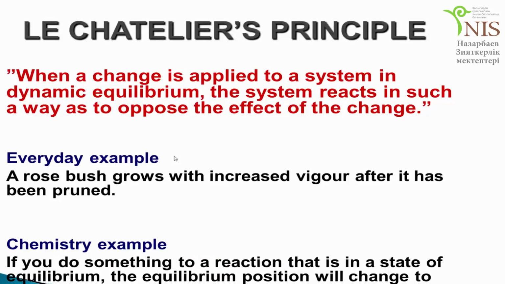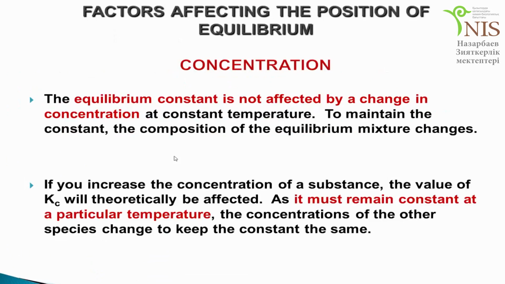Now we are going to look at Le Chatelier's principle. It says, when a change is applied to a system in dynamic equilibrium, the system reacts in such a way as to oppose the effect of the change. For example, a rose bush grows with increased vigor after it has been pruned. A chemistry example: if you do something to a reaction that is in state of equilibrium, the equilibrium position will change to oppose what you have just done.